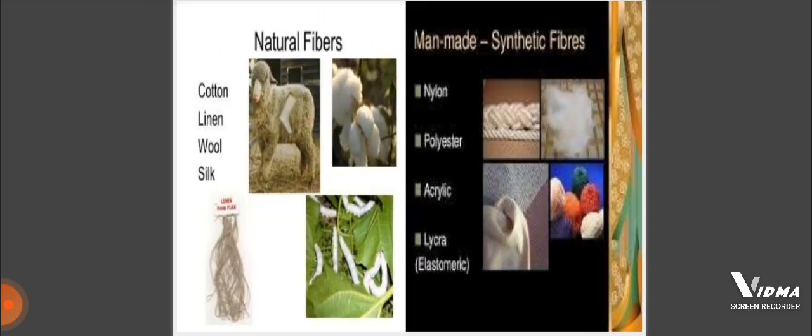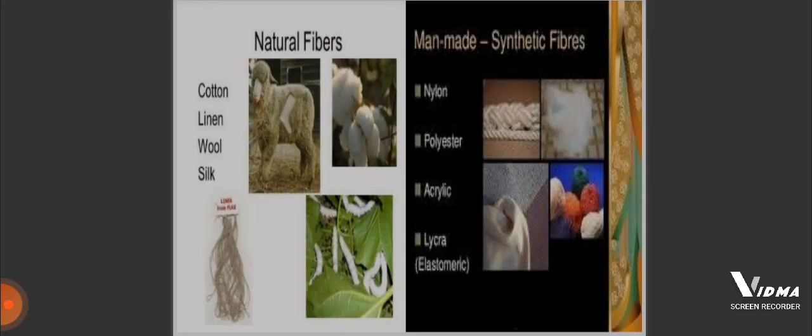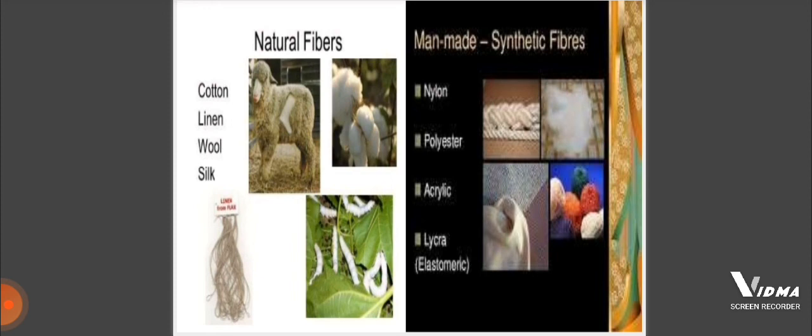Now here on your screen you can see the different types of fibers. See, we get wool from sheep, cotton from the cotton plant and silk from the silkworm. Next are man-made fibers, which are also called synthetic fibers. The man-made fibers include nylon, polyester, acrylic.